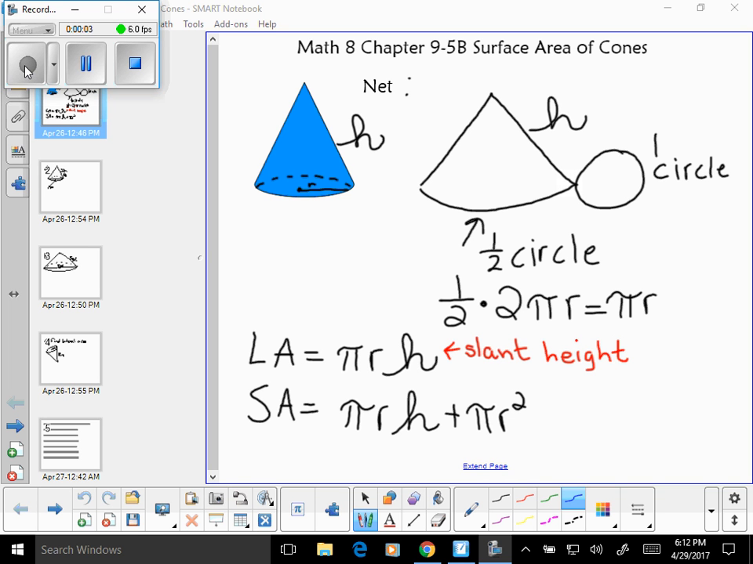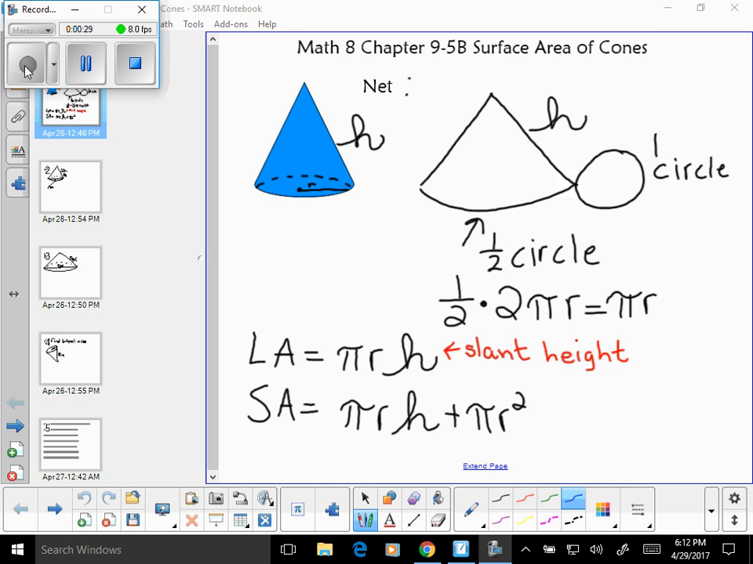Hello again, class. This is going to be chapter 9.5b, which is the surface area of a cone. Now, a cone is related to a cylinder, which we did in 9.5a. It's actually 1/3 of a cylinder having the same size base as a cylinder. Now, in understanding this, we have to go back to the net.